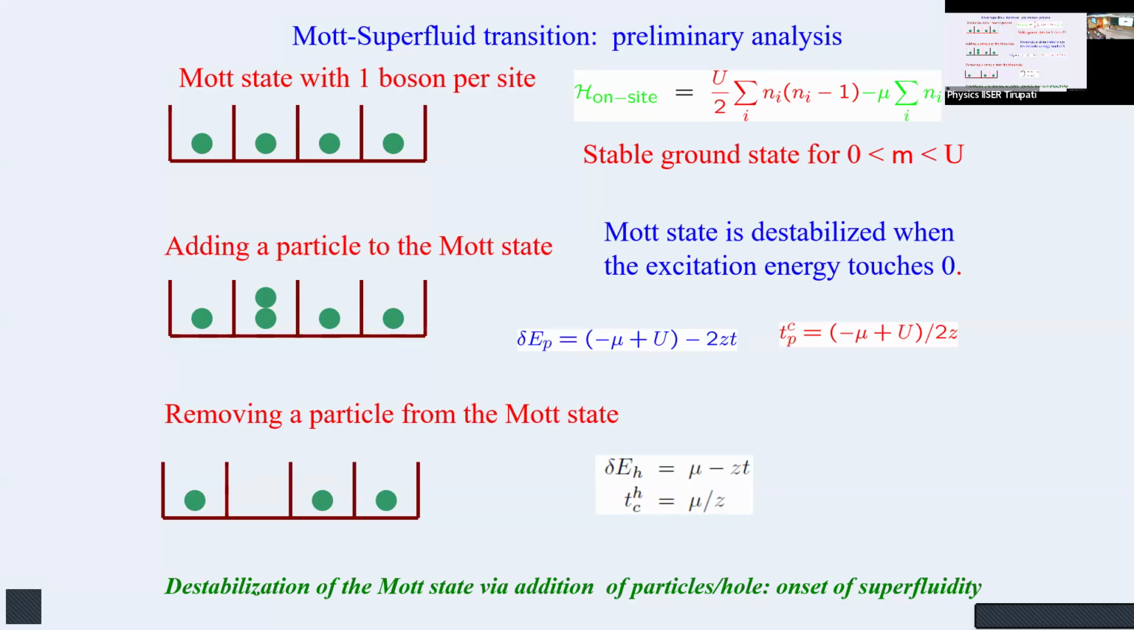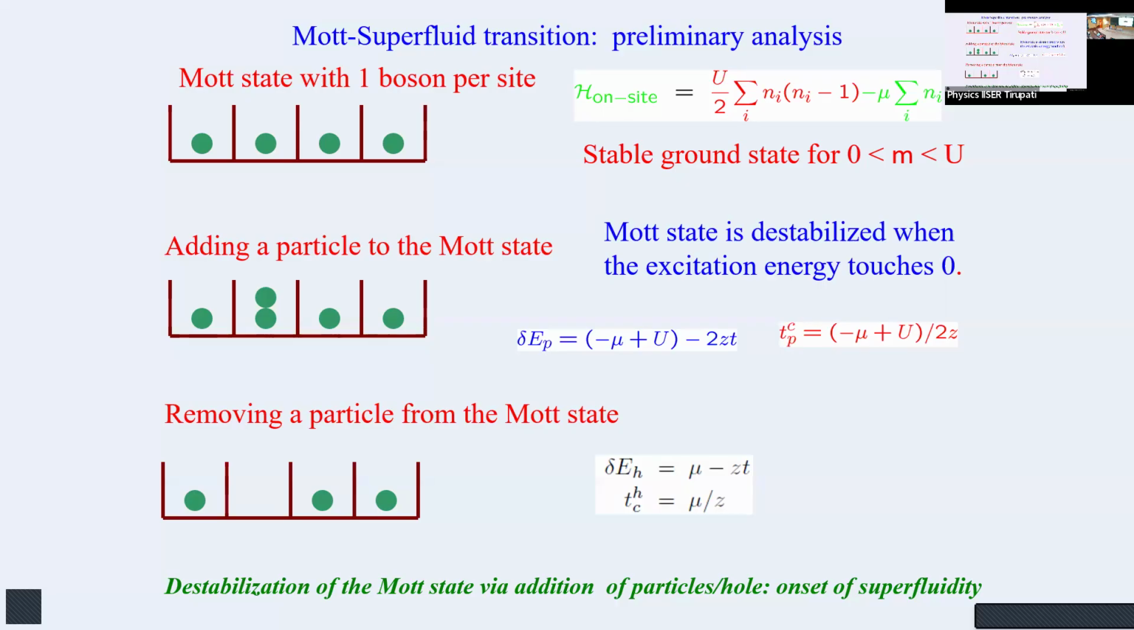And one such excited state is when you add a particle to this. Once you add a particle to this state, there is an energy cost for doing that, because of these on-site terms, you put in an extra energy of U, and you gain an energy because you have added an extra particle. So that energy is U minus mu. But now it's free to hop around. It doesn't cost any extra energy because you've already paid that energy through U when you added this particle. So it can lower its energy by this amount.